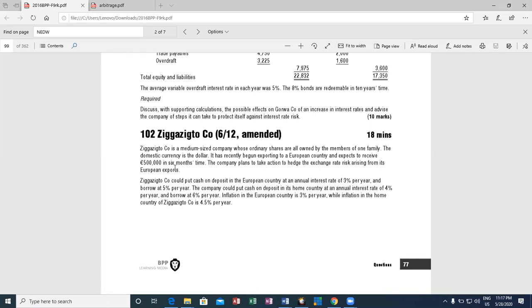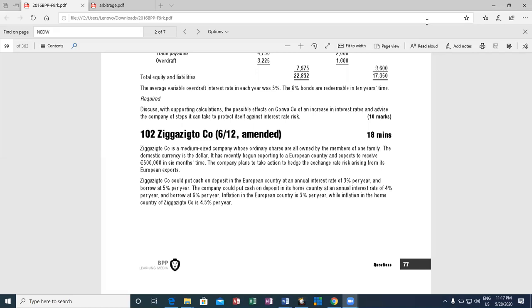Zigazigito company could put cash on deposit in the European country at an annual interest rate of 3% per year and borrow at 5% per year. The company could put cash on deposit in its home country at an annual interest rate of 4% per year and borrow at 6% per year. Inflation in the European country is 3% per year, while inflation in the home country of Zigazigito is 4%. So the moment they talk about inflation, I know I'll be required to use the purchasing power parity model somewhere. So purchasing power parity will be required.